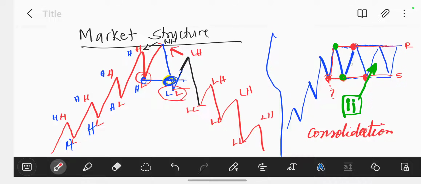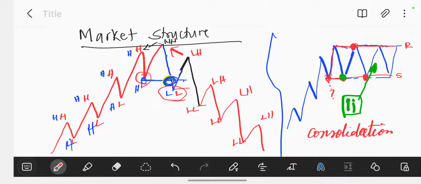So I can't just buy there and hope that the price will do this. Yes, it can do that, but I cannot just say it has to do that, because it's not going to happen. It might happen, but to be on the safer side, buy here, exit there. So if I buy here and then it goes up, I exit there.